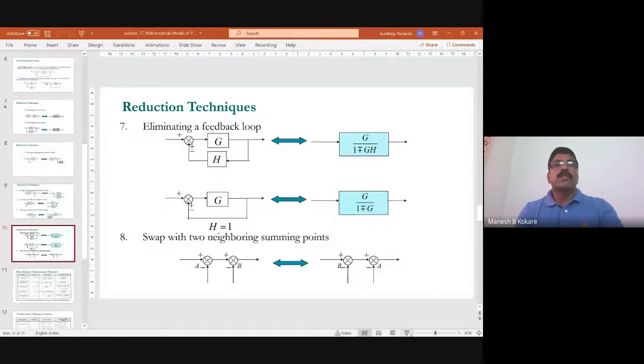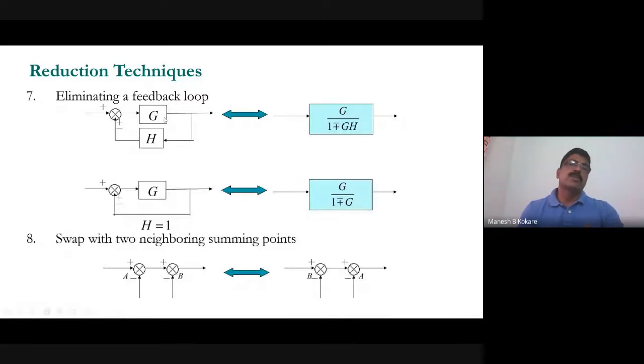The seventh rule is eliminating the feedback loop. Suppose, for example, this is one block having transfer function equal to g, and this is another block having transfer function equal to h. Now, these two blocks are in feedback. Why? Because your output is common and input is summing.